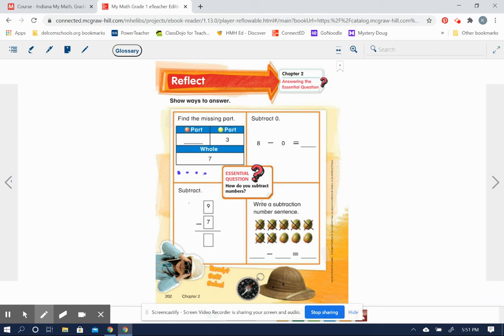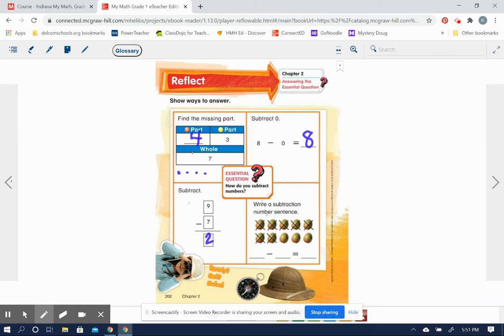How many dots do I have there? 4. Okay, and subtract 0. 8 minus 0 is still going to leave 8. Yeah, if you don't take any of them away, you're still going to have 8. And subtract 9 minus 7. Think about it. Oh, I hope you said 2.